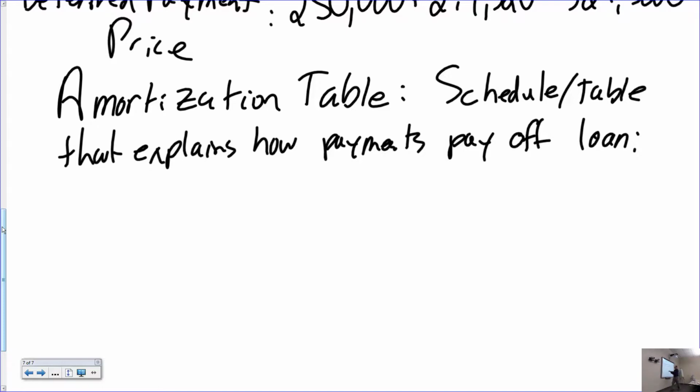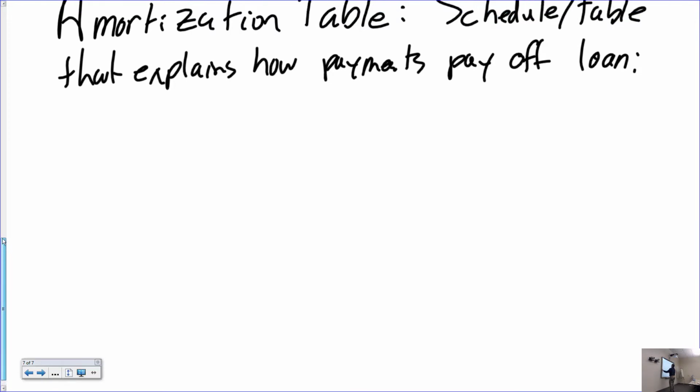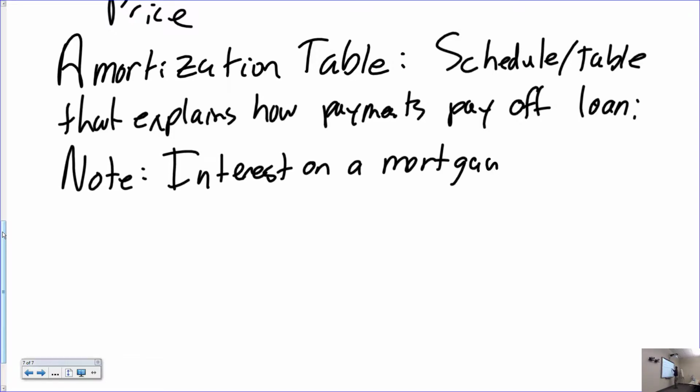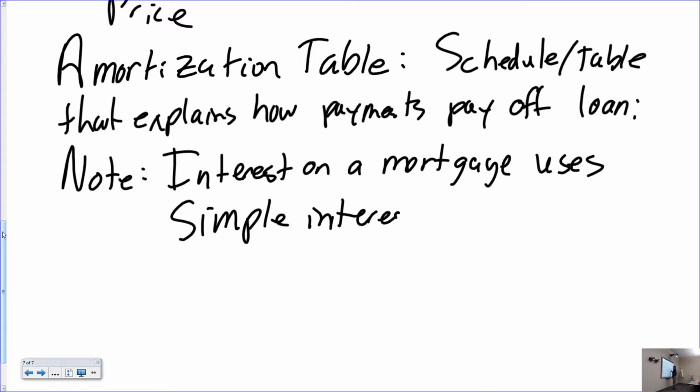Okay? Note, and again, this is going to be weird, but bear with me. Note, interest on a mortgage uses simple interest. There's nothing fancy about this, folks. It's all simple interest. Okay? So, how does it work?